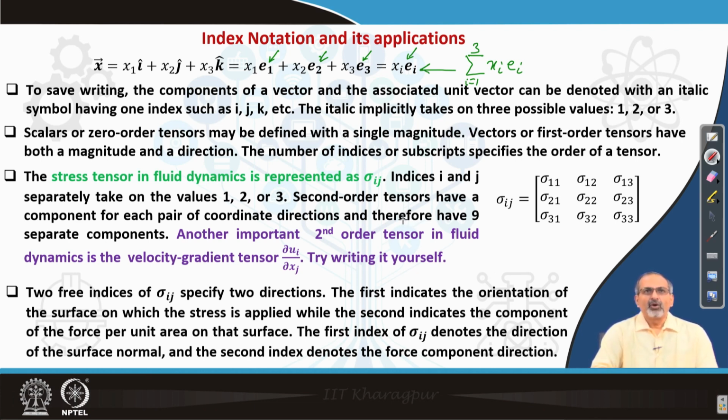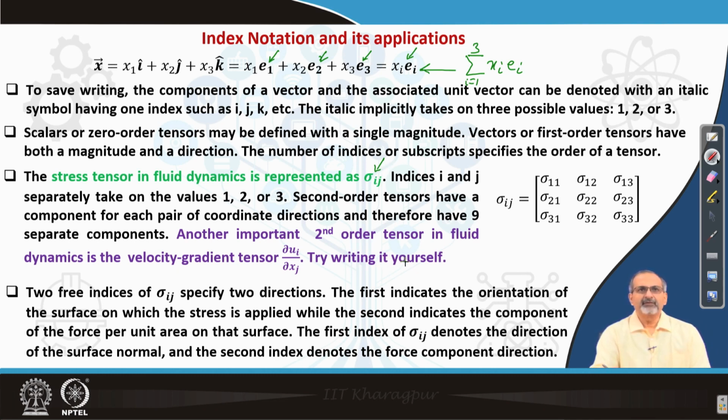Scalars or zero order tensors may be defined with a single magnitude. Vectors or first order tensors have both a magnitude and a direction. The number of indices or subscripts specifies the order of a tensor, and tensors can have higher orders. The stress tensor in fluid dynamics is often represented as sigma ij. Indices i and j separately take on the values 1, 2 or 3, indicating the respective directions.